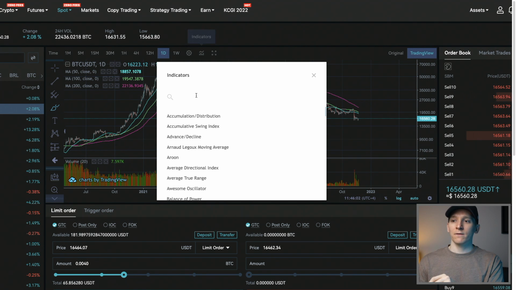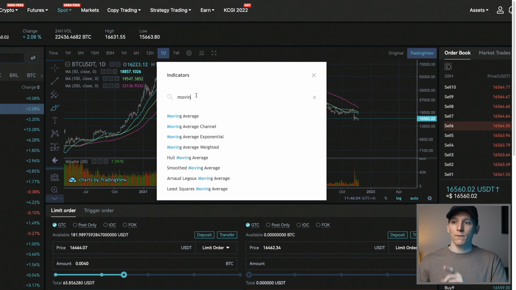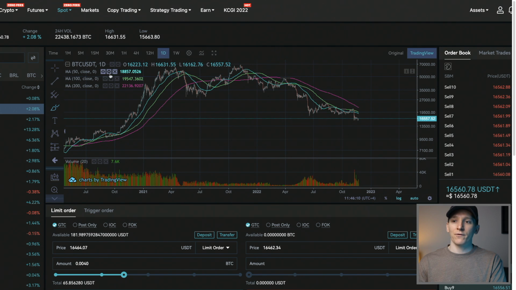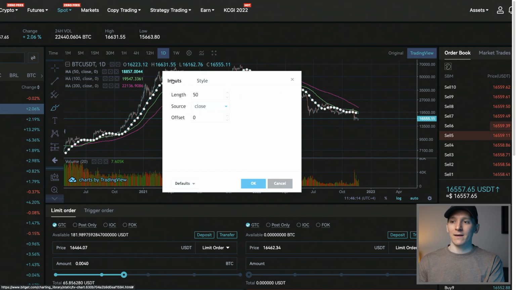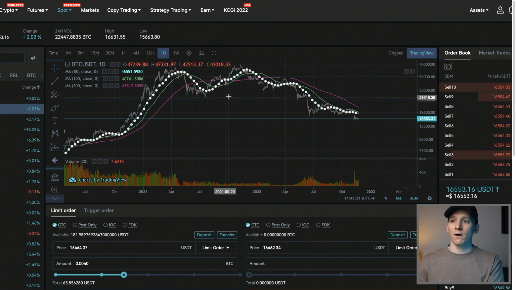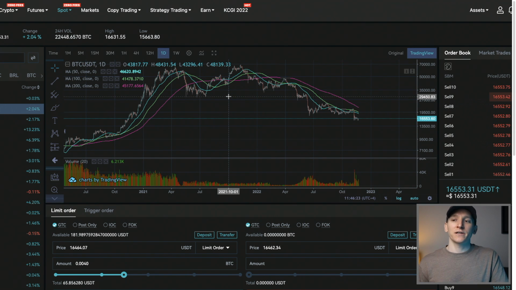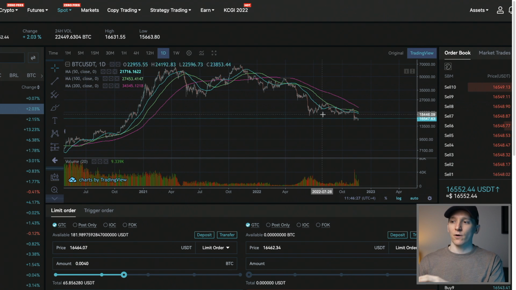You just go to indicators right here, put moving average in here, click this as many times as you want moving averages. So click it 1, 2, 3 times. And then you go into the moving average here, go into settings. You can change the color, the style, and even the inputs as well. So if you want to change the length of the moving average, just do it here to whatever you want. But as you can see very clearly on the chart, these moving averages actually show you the trends and show you where the price is bouncing off in a trend. So really important to know.